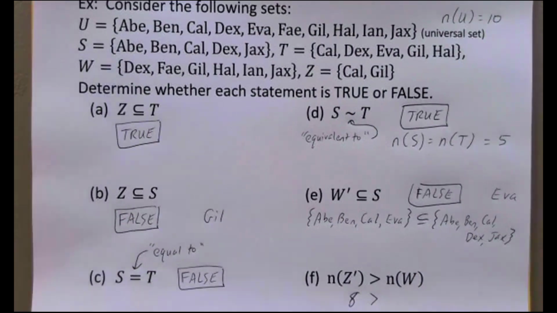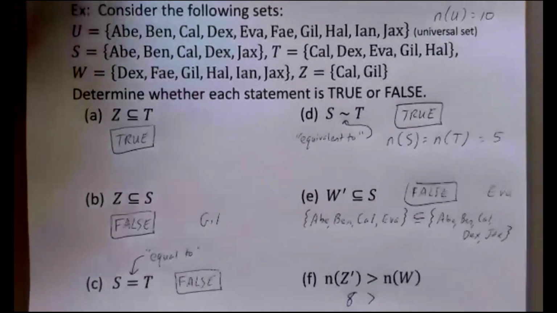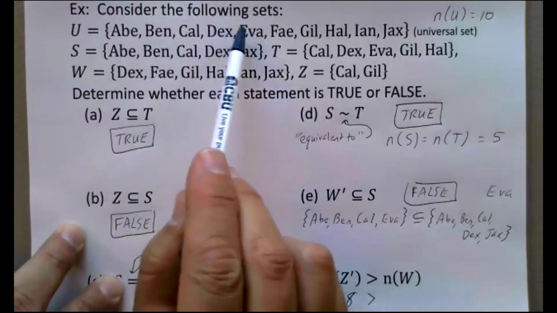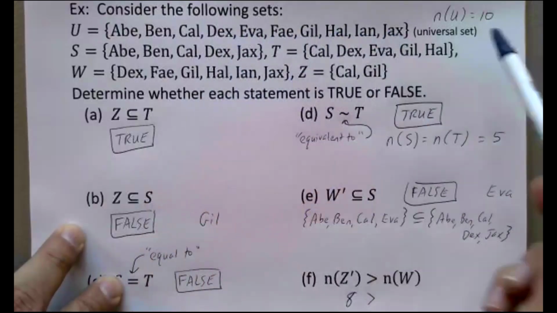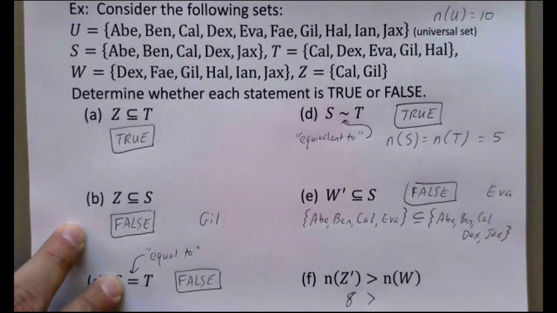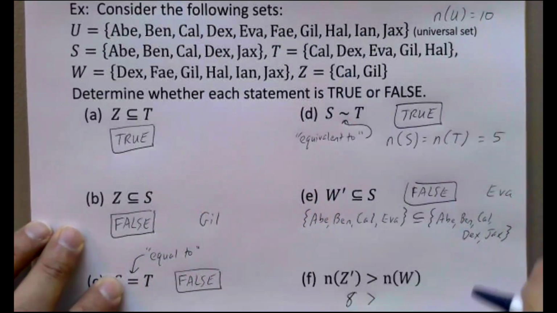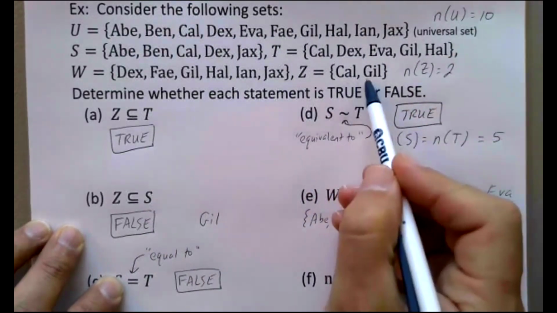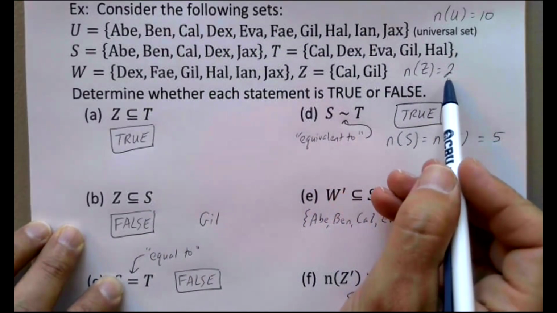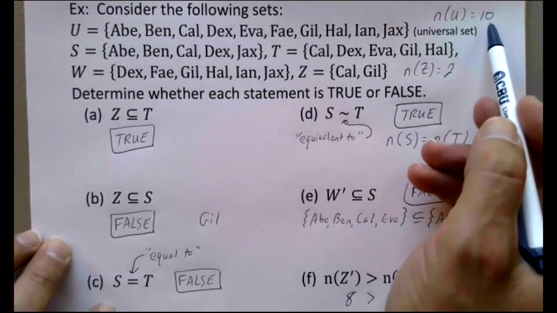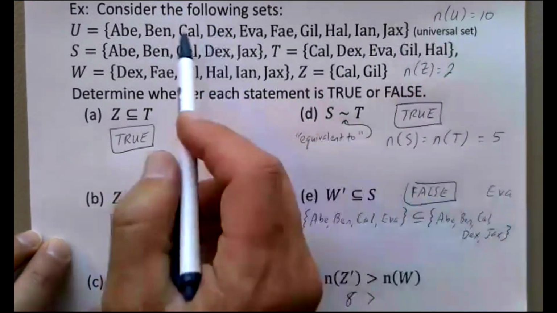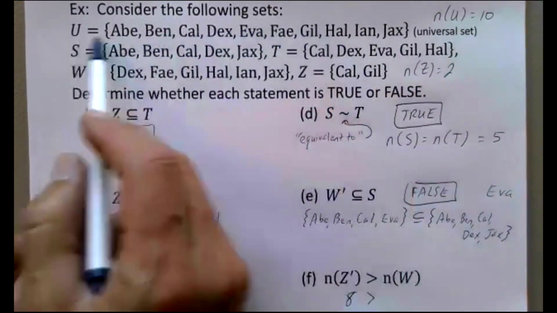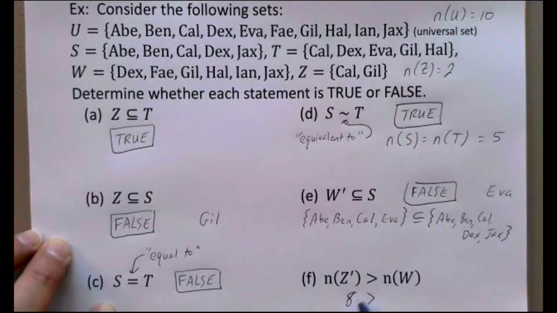10 people live in set U, which is called the universal set. 1, 2, 3, 4, 5, 6, 7, 8, 9, 10. The number of elements in the universal set is 10. We can see the number of elements in Z is just 2, those 2. So that means the number of elements not in Z when compared to this would be the other 8, right? If Cal and Gil are the only ones in Z, then the rest of the 8 are not. That's the 8 down here. That's the number of elements that are not in Z. I hope that makes sense.